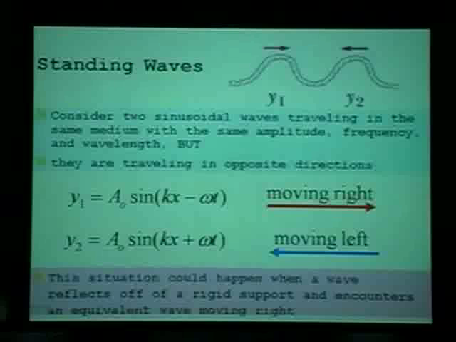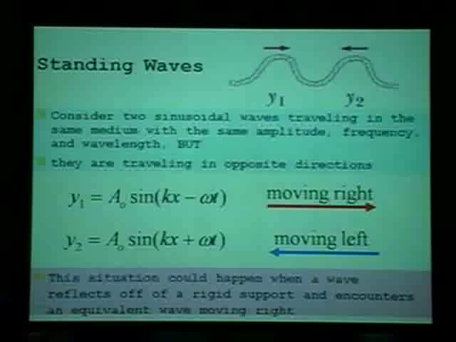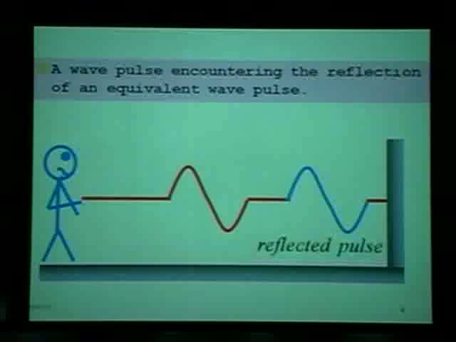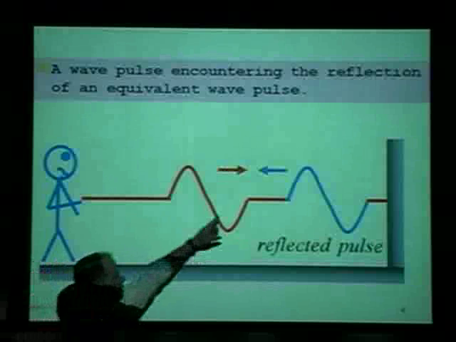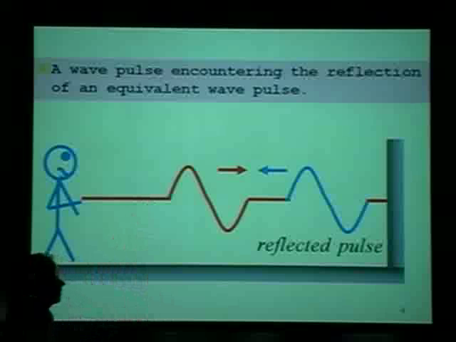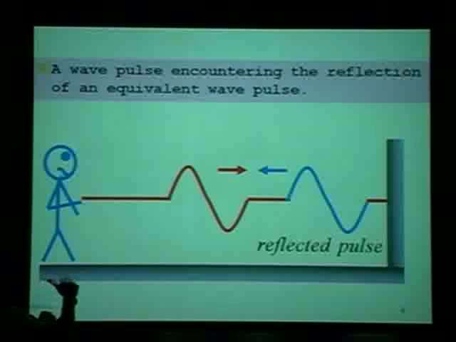This could happen, as we just said, if I were to keep initiating waves and have them bounce off the rigid support, so the waves are coming back in the opposite direction. It might look like this. Initiate this wave, it bounces off. When it inverts, the lower part inverts up and the upper part inverts down. So the wave coming back actually looks like the same wave, just in the opposite direction.